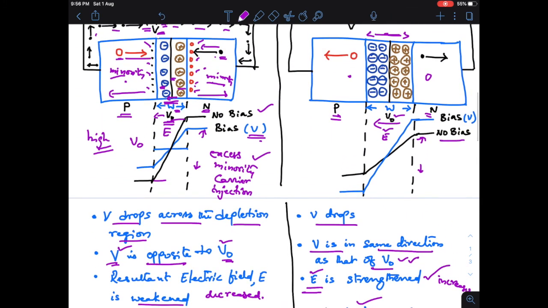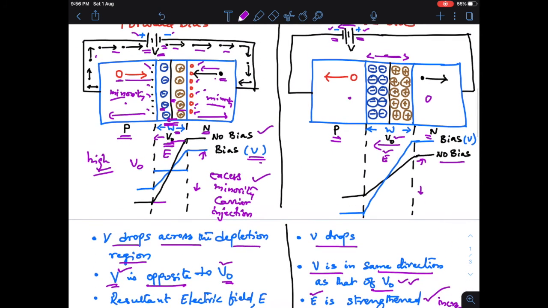Now when the bias is applied, what is the potential? V naught plus V, which means it is increasing. Look at this value. So this is your value which is increased. So this is more, and let's say this is V naught. So this is V naught plus V. This is under no bias condition, and this is under biasing condition, that is when the bias is applied.